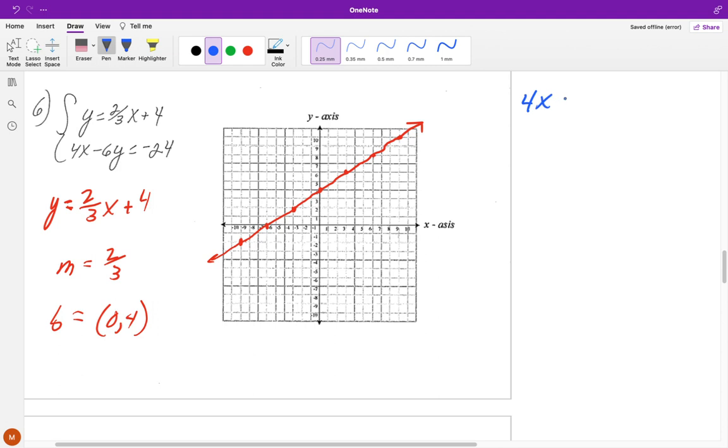So now we have 4x minus 6y is equal to negative 24. We could rearrange this if we wanted to, but just to practice different methods, since this is in standard form, we are going to use our intercepts.